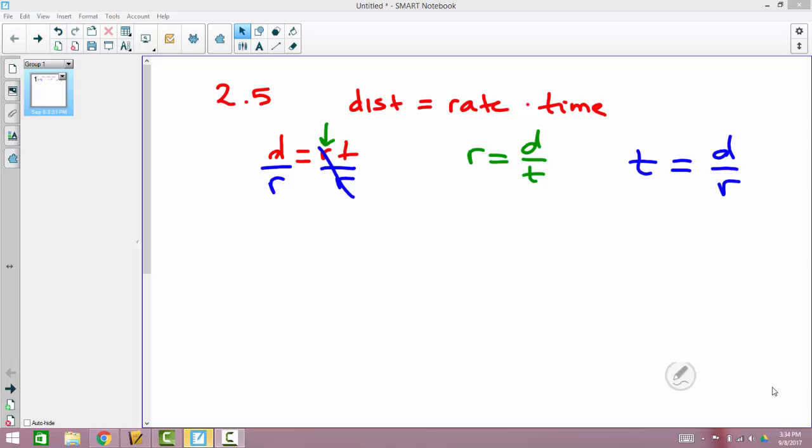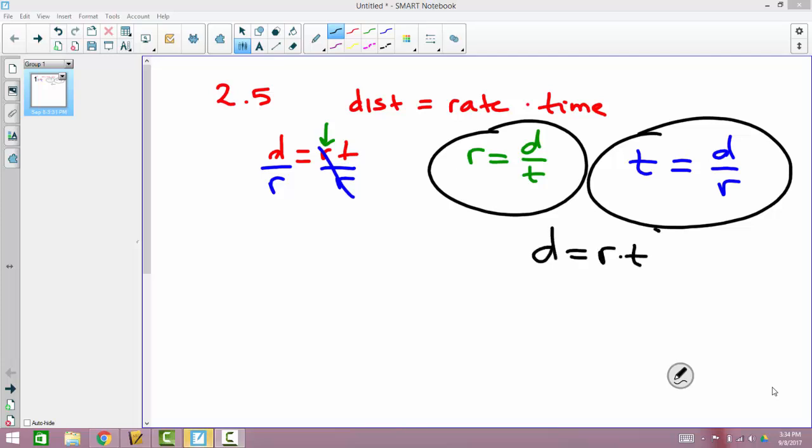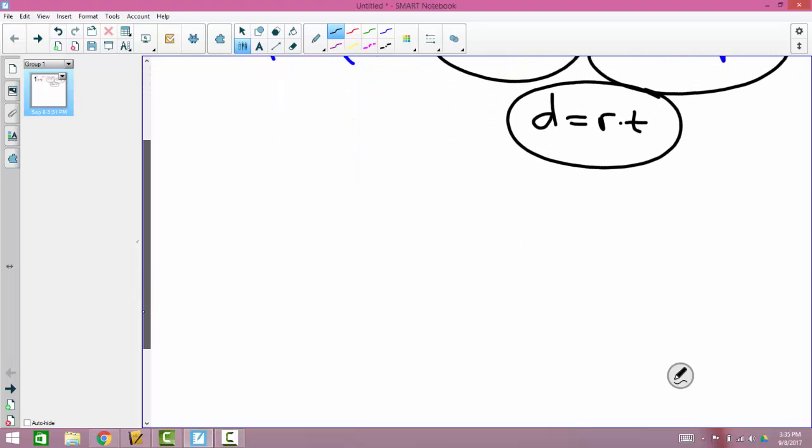So all three of these equations are the same. This is the same as that, which is the same as D equals R times T. So you can solve for any letter. You can move any letter through undoing the order of operations. I'm going to give you another equation and we'll try to solve for a letter.